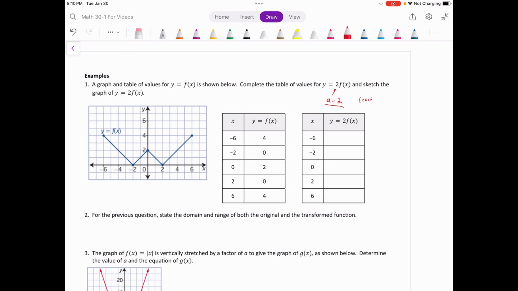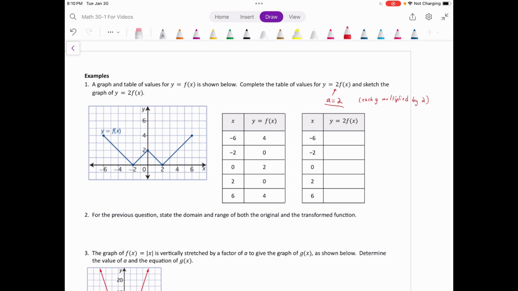Each y has been multiplied by 2, right? We did it with translations. We said every x had this added to it, every y had this added to it. Now for stretches, it's just every y value has been multiplied by this a.